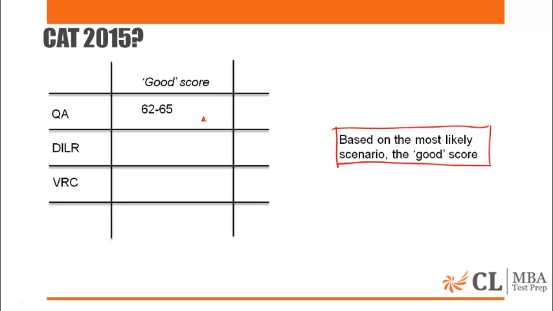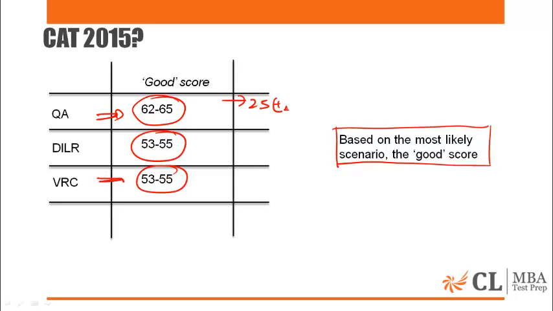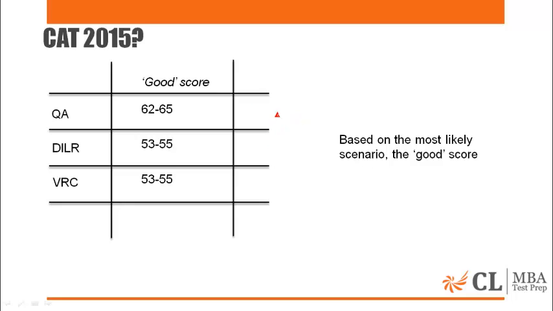About 60 to 65 would be pretty awesome in QA. 53 to 55 here, so this is like about a 25 attempt with about 80% accuracy. This is hovering about 20 to 22, and same is the case with this, with about 80% accuracy in these two sections. So ideally in the CAT you're looking at about 25 plus, about 20 plus, and about 20 plus with reasonable accuracy is what one can expect.